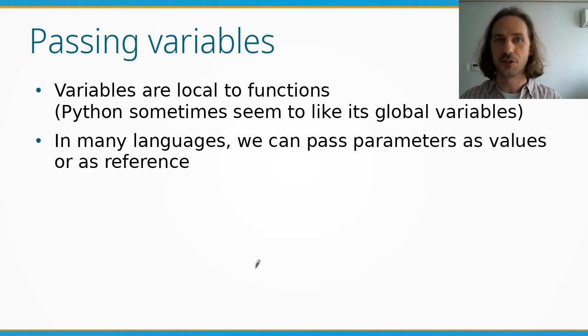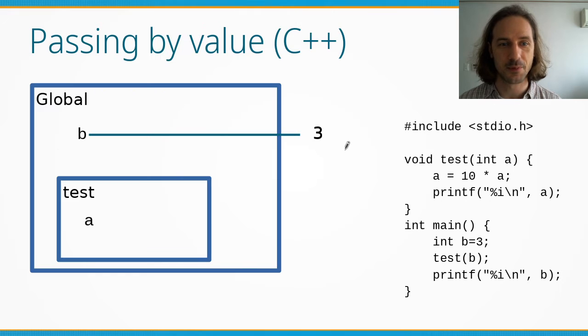And in many languages you can decide how you want to pass these parameters. You might want to pass them as values or as references. So a very simple example: in C++, we define this test function here, which will get one value and then we'll multiply this value by 10 and then print this value.